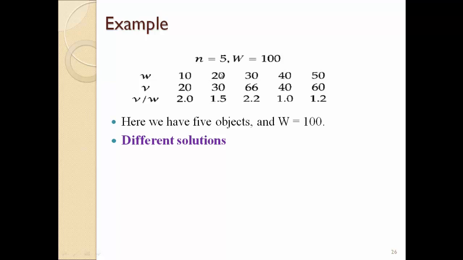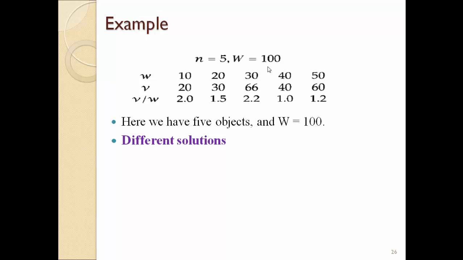Object number 2 has a weight 20 and value 30. Object number 3 has a weight 30 and value 66. Likewise 40, 40, 50 and 60. And the capacity constant of our knapsack, capital W, is equal to 100. It means that our knapsack can carry a maximum of 100 kilograms, and we have to fill our knapsack in such a manner that we can maximize the total value of the knapsack.